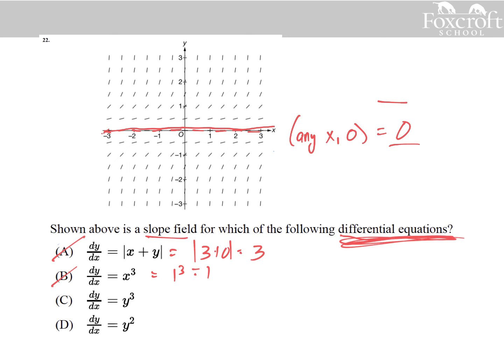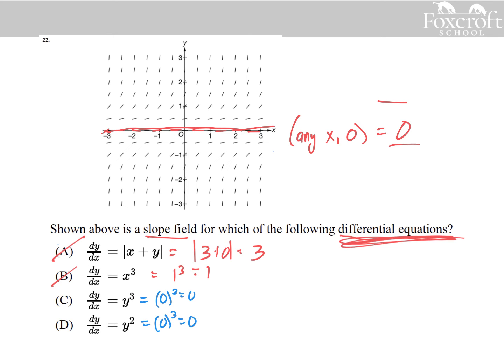So just this line across the middle with all these horizontal tangents when y is 0 tells me that a and b have to be out, because if I plug in some random x and y equals 0, I don't get 0 out. For these bottom two, if I plug in a point like 2, 0, I get 0 cubed, 0. So those two work for that fact.